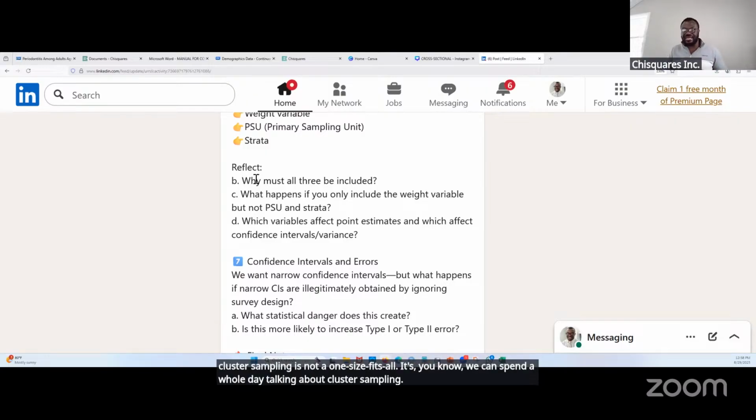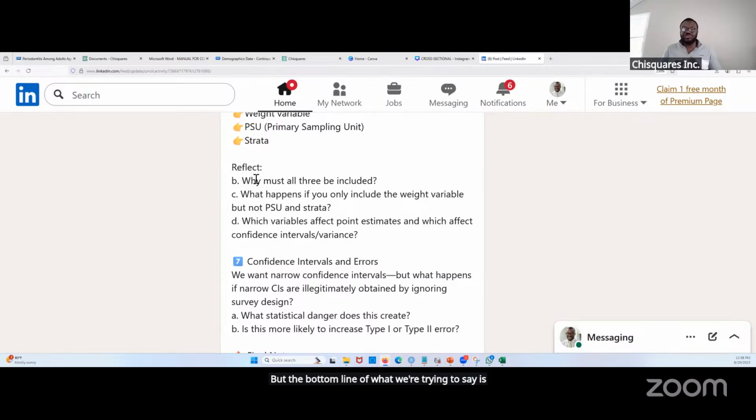But the bottom line of what we're trying to say is that if we use a sampling method, in this case cluster sampling, that makes it clear that the selection probabilities are unequal, then we have to worry about clusters and unequal selection probabilities. So we'll have both weights and PSUs. But since we did not stratify, we will not have to worry about strata.